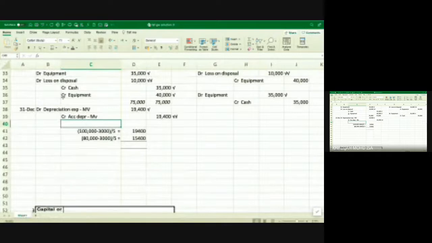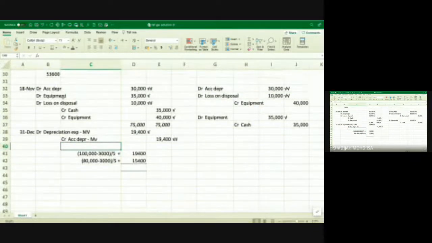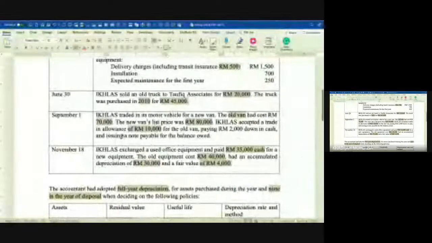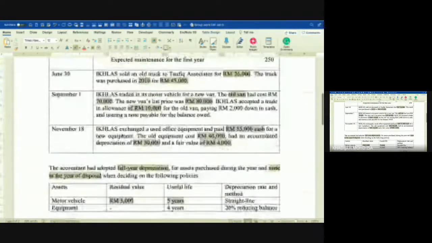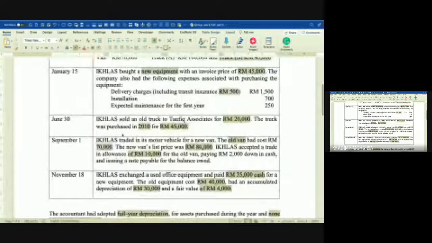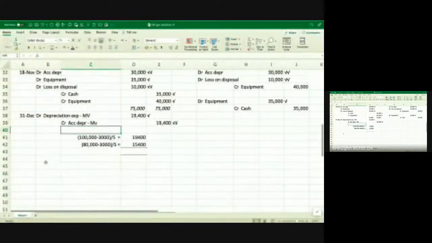What is this? Motor vehicle, 19,400. Have you recorded the expenditure for the year? Prepare relevant journal entries only. Okay, now let's record. Why is it like this? I'm not sure. Okay, let's do it together.